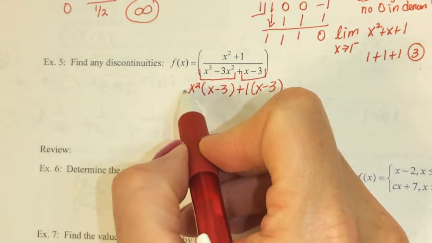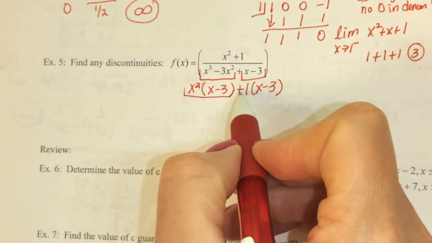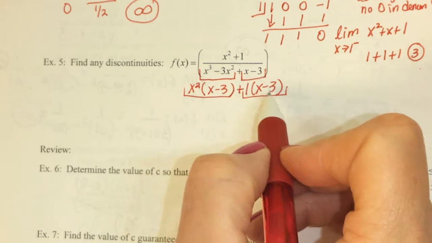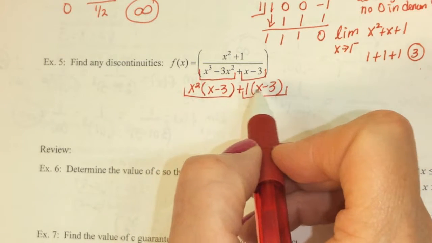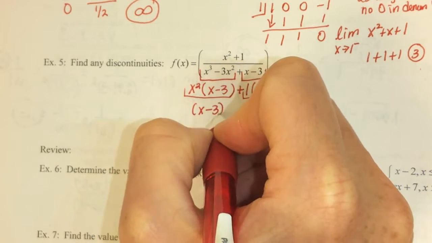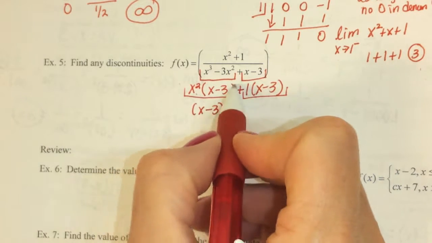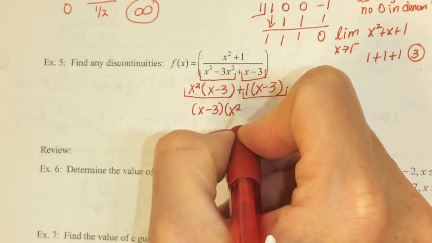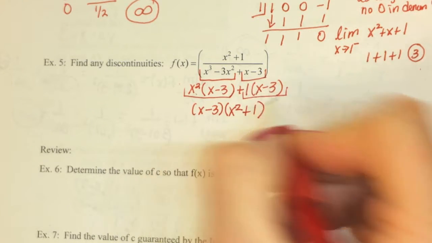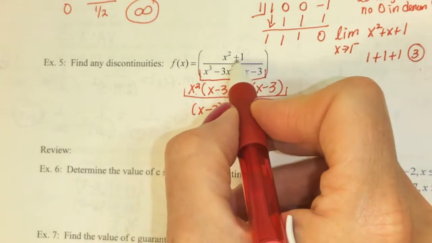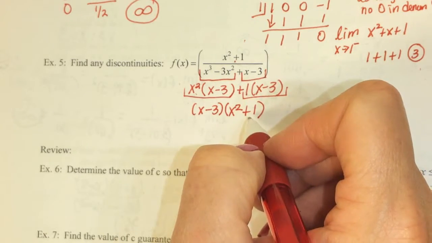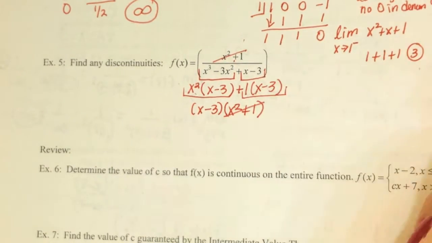So now I have 2 new terms. This is 1 term. Terms are separated by pluses and minuses. Here's another term. What do these 2 terms now have in common? x minus 3, so I'm going to factor out an x minus 3. If I factor an x minus 3 out of this term, I'm left with x squared. If I factor an x minus 3 out of this term, I'm left with plus 1. So here's my numerator, here's my denominator. Does anything cancel? x squared plus 1 does, doesn't it?